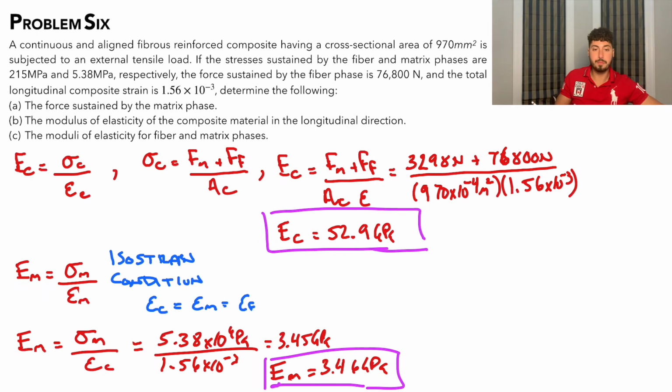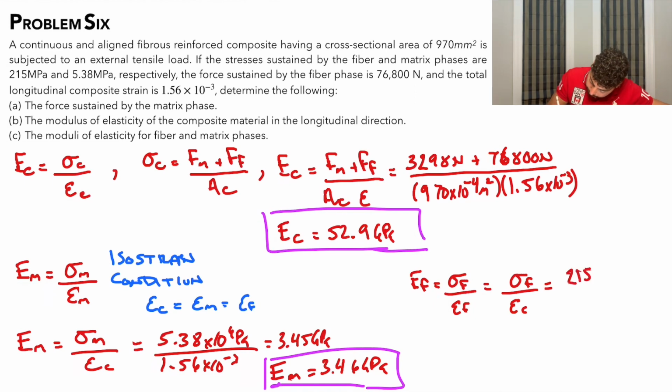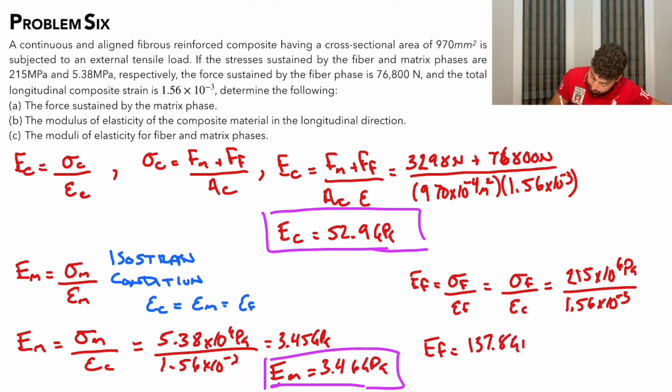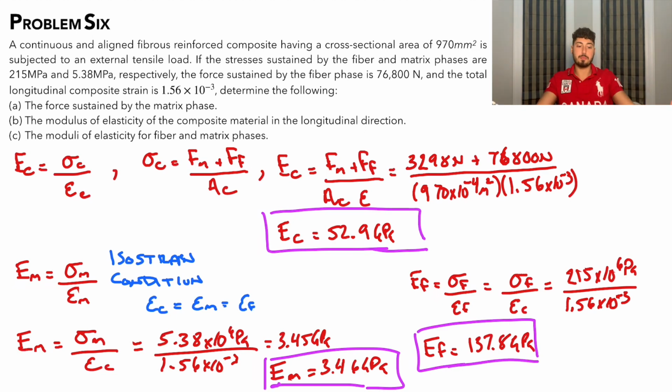Now, the last thing we have to do is find the modulus of the fibers. So the modulus of the fibers is equal to the stress on the fibers divided by the strain of the fibers. But again, because of our isostrain condition, we can simplify that to our strain of the composite. Substituting our values, which is 215 times 10 to the 6 pascals divided by 1.56 times 10 to the minus 3, we're going to get a modulus for the fibers of 137.8 gigapascals. And now that concludes the solution to problem number 6.